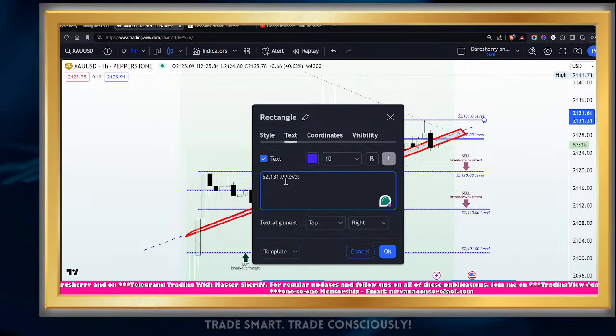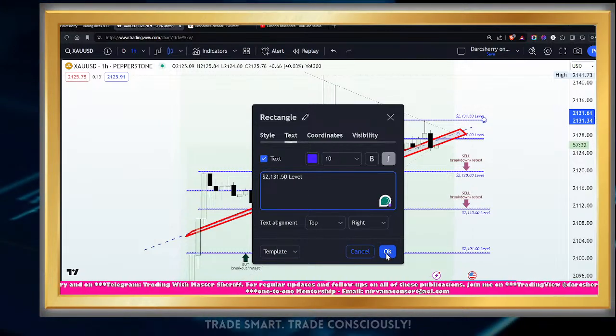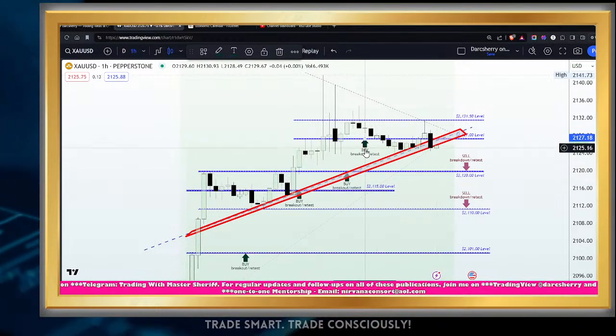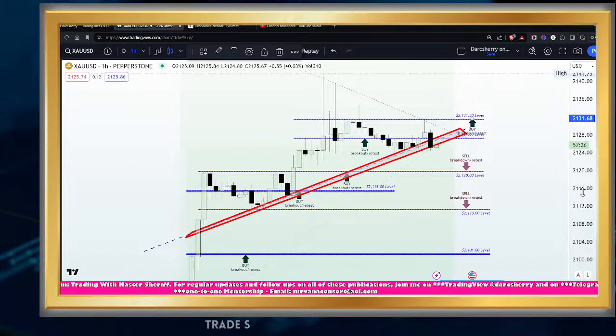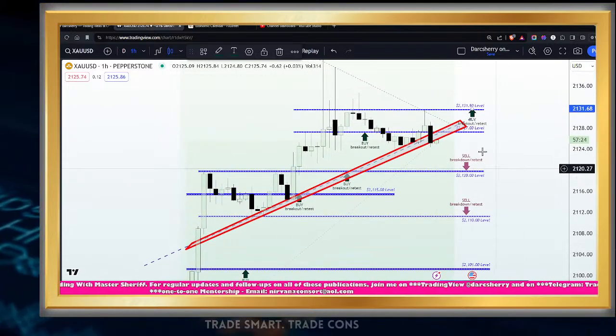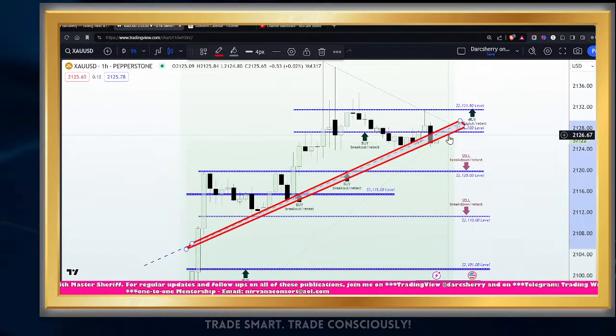So we have a $2,131.50 level. So this is where we shall be adding more buy position if price action breaks out of that structure. So this is our simple view for today.